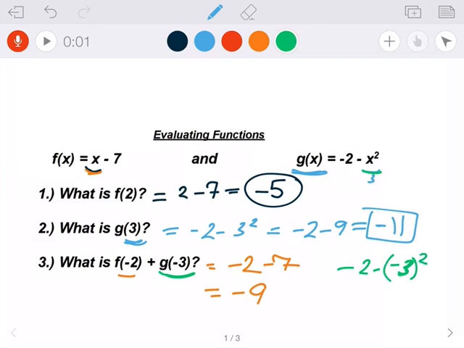Negative 3, the quantity squared, because that represents x. So negative 2 minus negative 3 times negative 3 is 9. So negative 2 minus 9 would be negative 11. So our answer would be found by taking that negative 9 and adding it to the negative 11, which would give us negative 20 as our final answer.